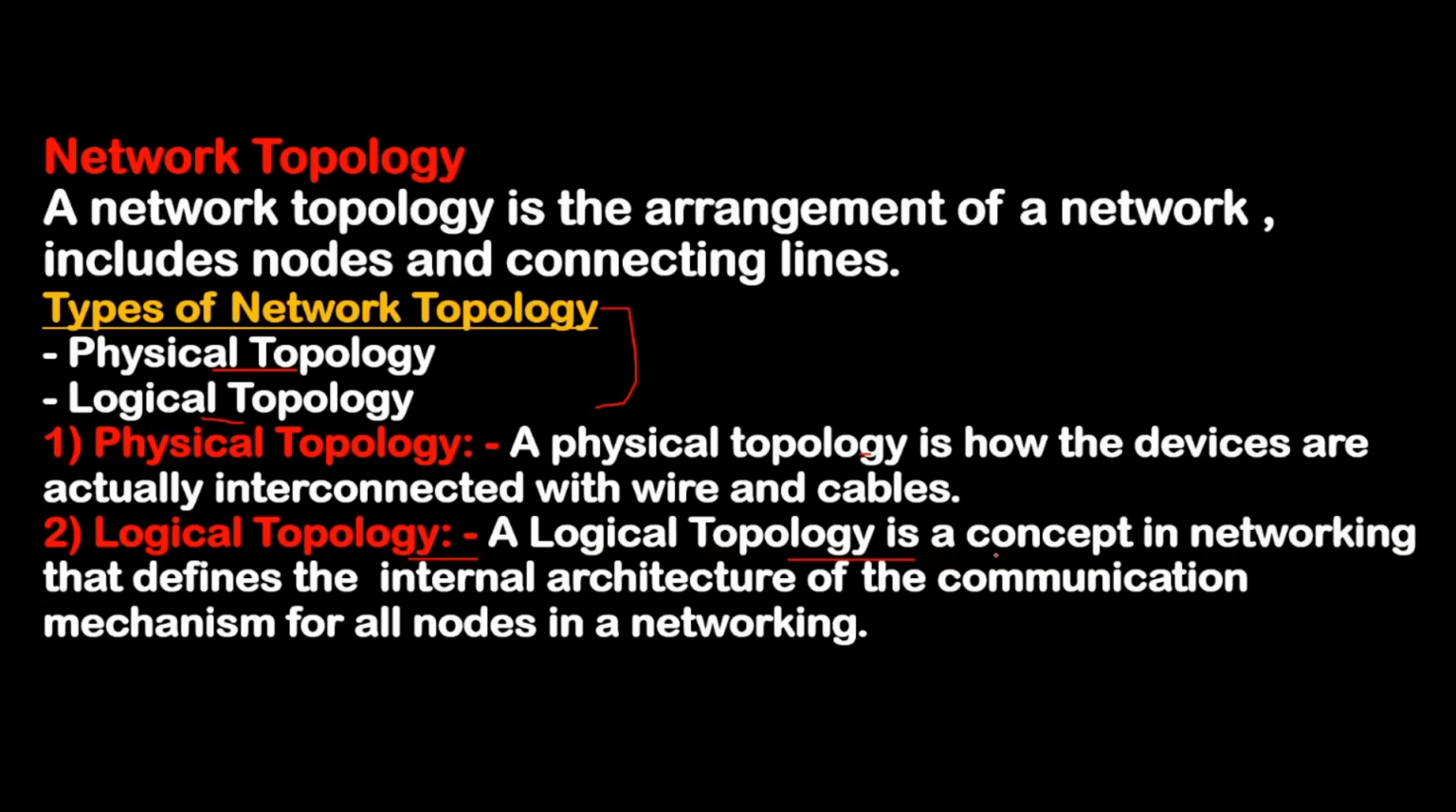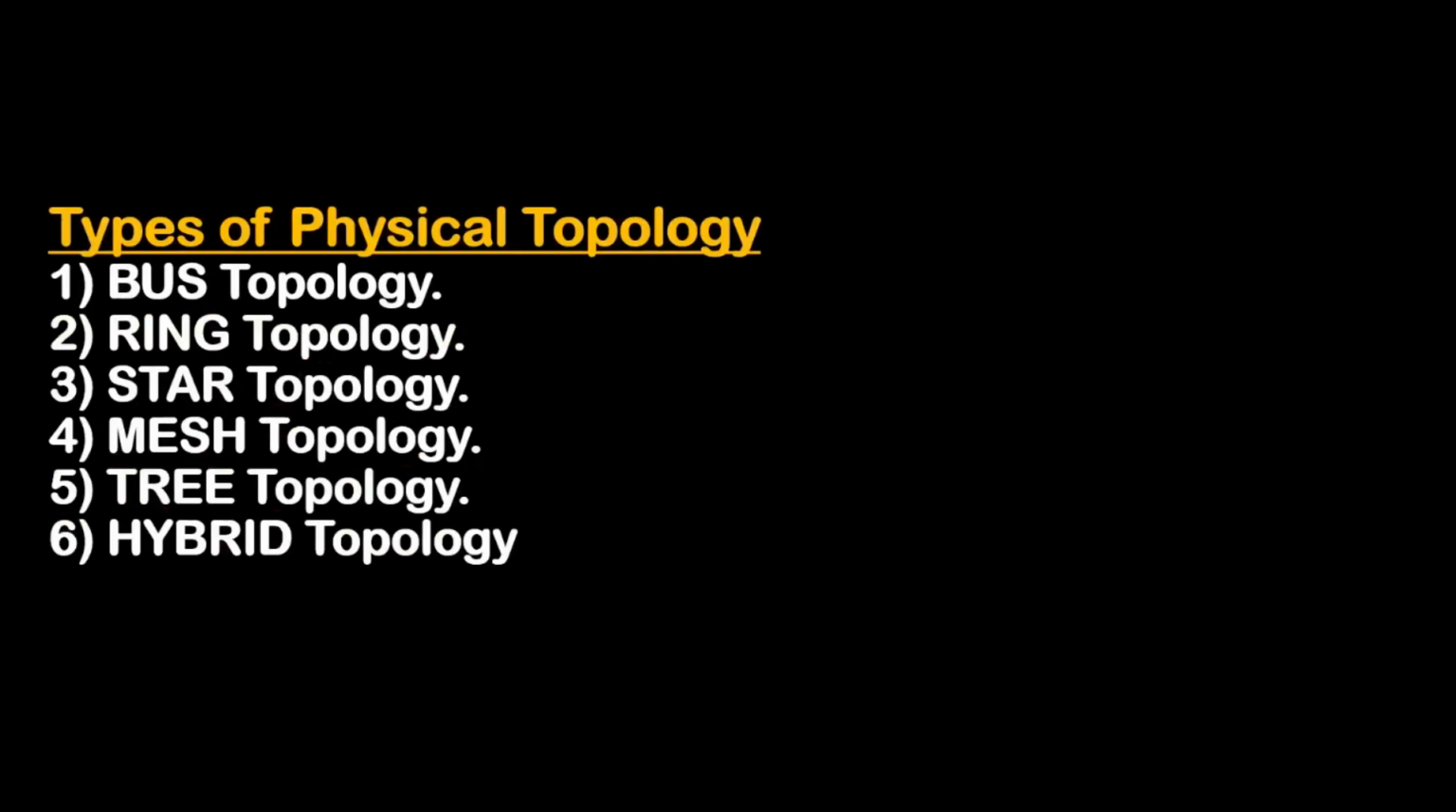In physical topology, we have some types of topology available. So now, can anyone tell me how many types of physical topology are available? Okay, now see, we actually have six types of physical topology: bus topology, ring topology, star, mesh, tree, and hybrid. We have six types of topology.